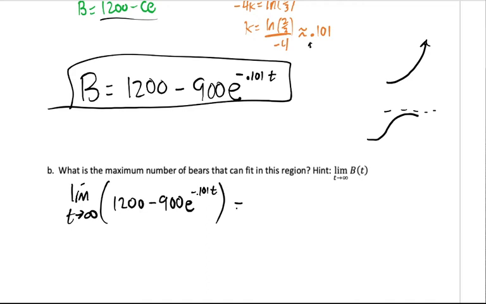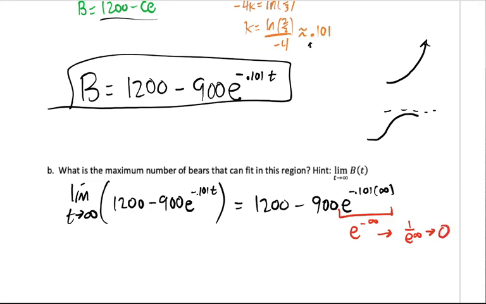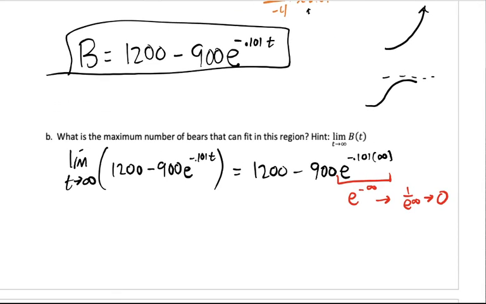Because remember the way that I liked to teach you was to just directly substitute in infinity and then evaluate what happens. So if I do this times infinity, what I really have going on here is e to a negative infinite power, okay? And that's really 1 over e to an infinite power. And when we have 1 over an infinitely large number, that's really just 0. So we have that this limit is actually going to be 1200 minus 900 times 0.